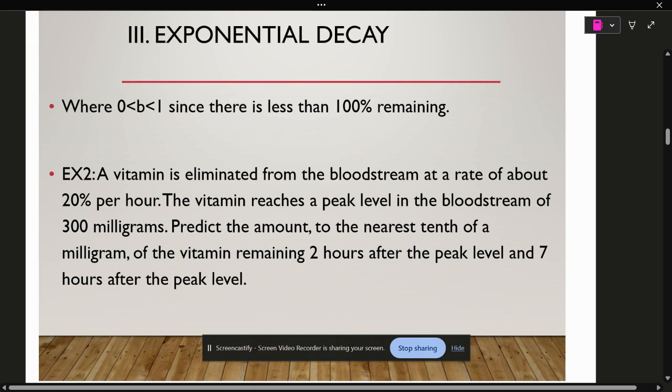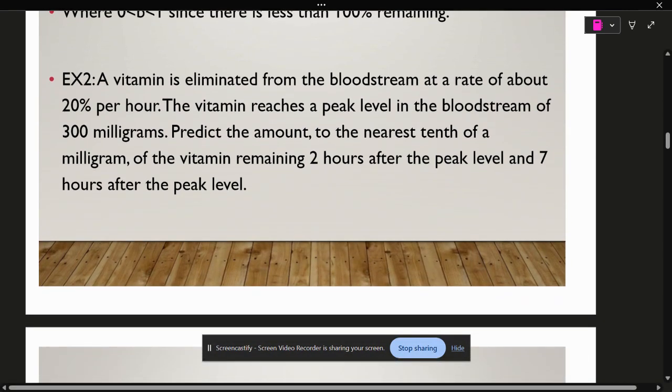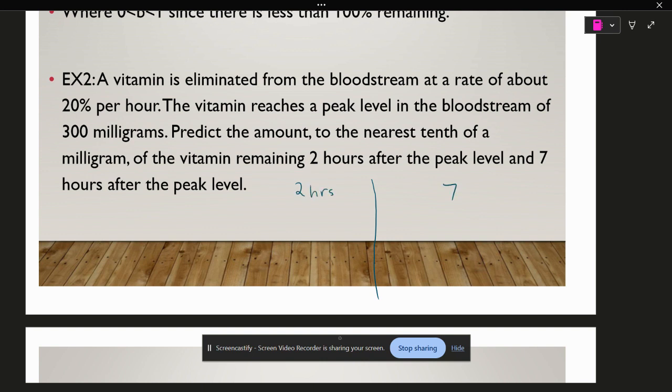And here's what we've got for example number 2. A vitamin is eliminated from the bloodstream at a rate of about 20% per hour. The vitamin reaches a peak level in the bloodstream of 300 milligrams. Predict the amount to the nearest tenth of a milligram of the vitamin remaining 2 hours after the peak level and 7 hours after the peak level. So it's asking me 2 problems, the 2 hours and the 7 hours.